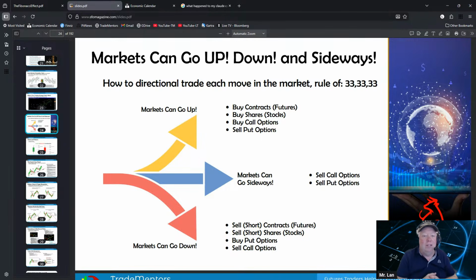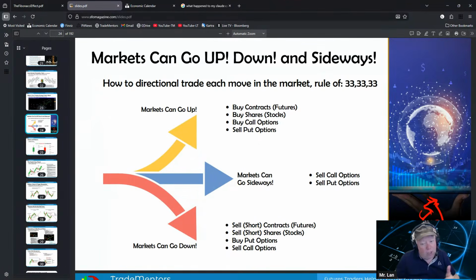All right. So when we come in here, markets can go up, down, and sideways. They can only do 3 things. How to directionally trade each move in the market. Rule of 3-3-3. You got a 33% chance when you get into the market, whether you're going to be right or wrong, because markets can do 3 things. If you say, well, I think the market's going to go up, well, you only got a 33% chance of being right, because the market can go sideways or the market can go down.